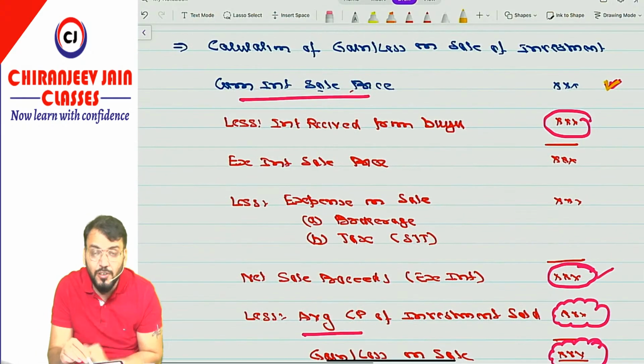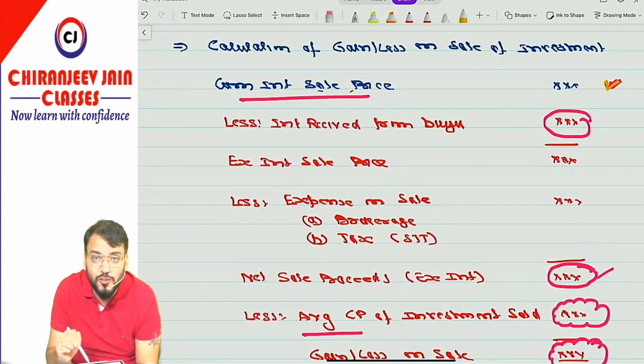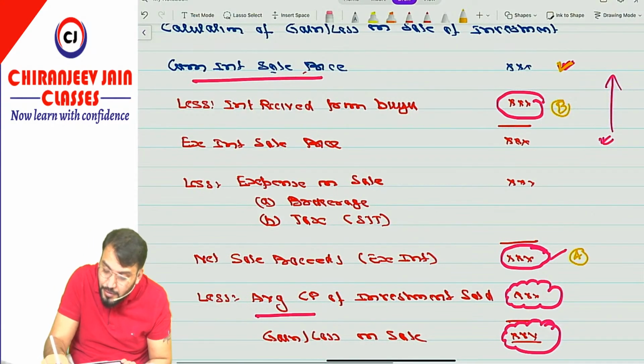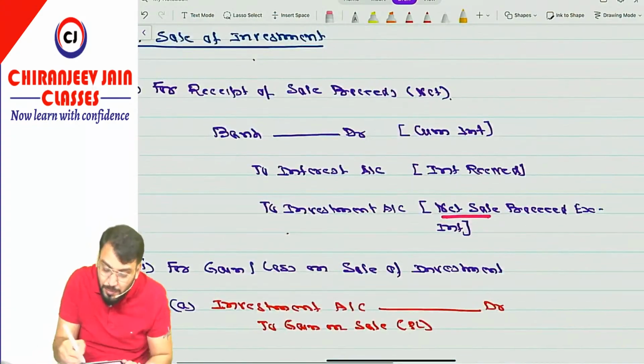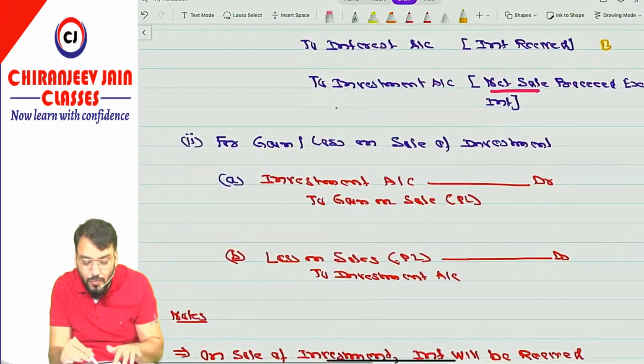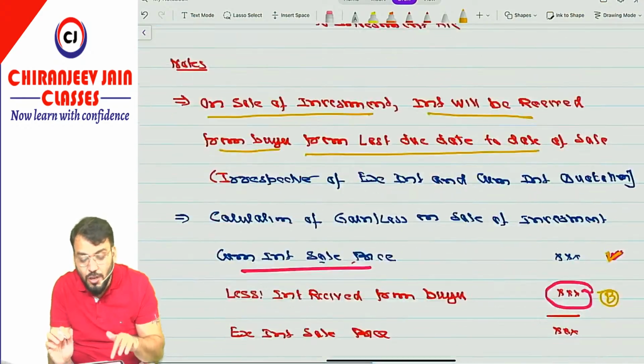Understood how to calculate? First we'll start with the cum interest sale price. From that minus interest received, that will become ex interest sale price. Then less expense on sale, that will become net sale proceed, correct? From that deduct average cost price of investment sold, that will become gain or loss on sale. Means you need to find out this as A and the interest as B. So in the journal entry, this will be A, the interest will be B, and this will be A plus B, and the gain or loss whatever we have calculated with that format, with that we will do this journal entry. Chalega? So you have understood sale also?